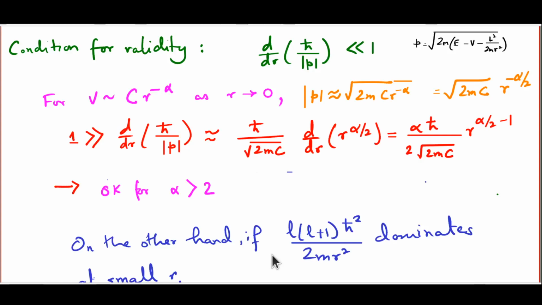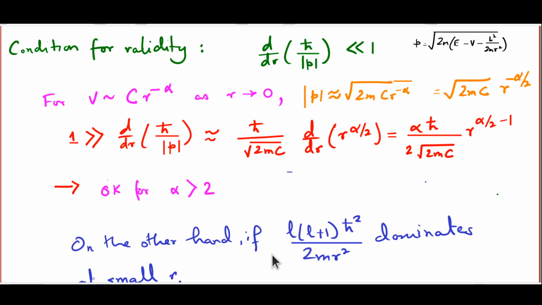Recall that the condition for validity of the WKB approximation, modified here by simply replacing x by r, happens to be d/dr of ħ by magnitude of p must be much less than 1. I'm talking of magnitude of p because p may be purely imaginary, as is the case in the classically forbidden region. Now, if we consider the potential energy to be something which obeys a power law kind of behavior and blows up as r goes to 0 like r to the minus alpha, then close to the origin, mod p will be dominated by this term, provided alpha is large enough, and mod p will turn out to be the square root of 2mC r to the minus alpha by 2.